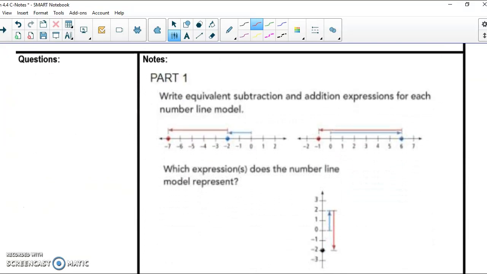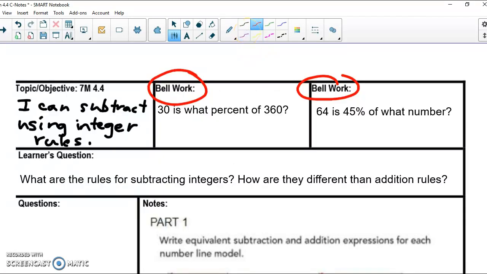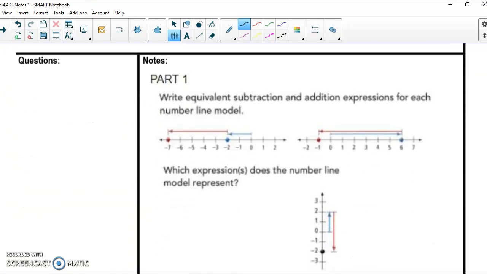So the first thing we're going to look at is how to write equivalent, so meaning has the same value, subtraction and addition expressions for each number line model. So when we're dealing with these number lines, what I want you to notice is that we're always starting at 0. Okay, so we're starting at 0, and I can see that from 0, I'm moving left 2 units, and I land here at this blue dot at -2. So that's the first number in my expression.